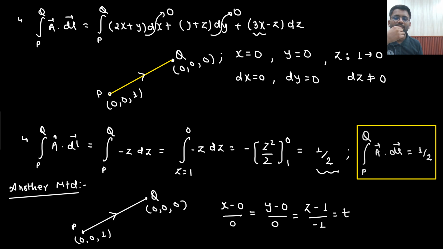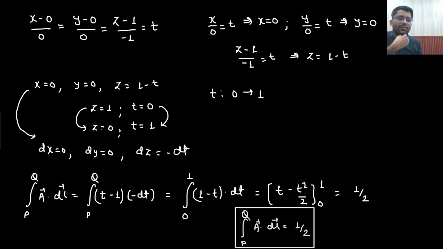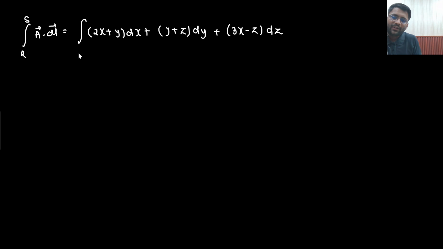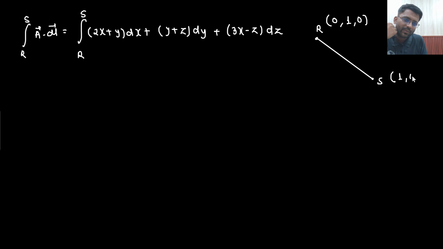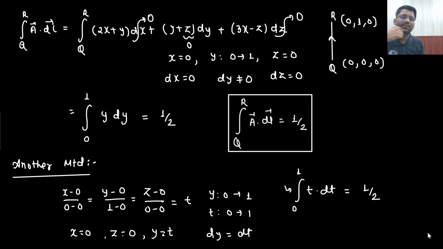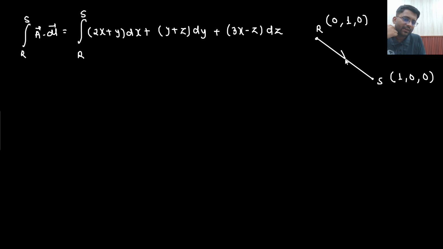Now next we need to calculate from R to S. Our next target is from R to S, A dot dl. Again the same thing we are supposed to calculate. Now when you are moving from R to S, what kind of line do you have? Let's draw the line. This is your R and this is your S. R is 0, 1, 0. What is your S? 1, 0, 0. So you are moving along this line from R to S.